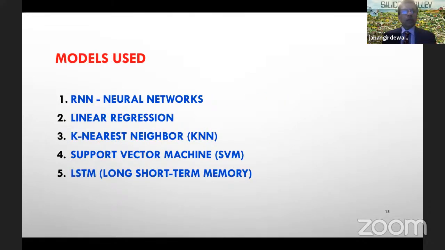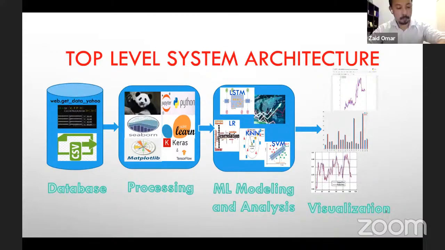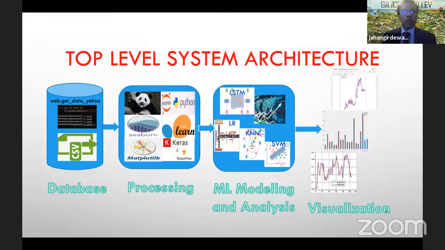And the models we used were all those 5 models. Workflow-wise, we took that CSV file, and then we used various platforms, data analysis first, and then machine learning platforms like Matplotlib, Seaborn, Python, and Jupyter Notebook, with scikit-learn algorithms and Keras. And then finally, using the LSTM model and our other models, we did the prediction.